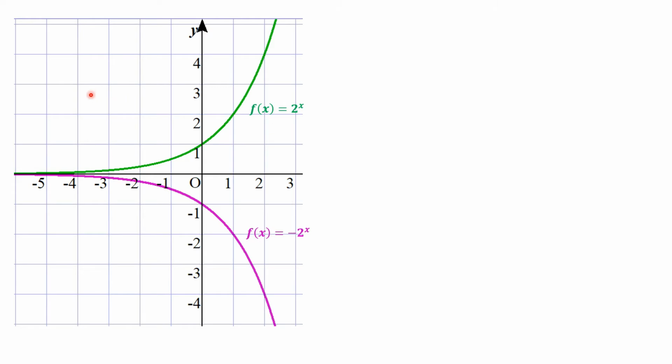So these are the graphs of the two equations. The green curve is the graph of f of x equals 2 to the x, and the purple curve is the graph of f of x equals negative 2 to the x. b here is positive 2. b here is positive 2. However, the value of a here, the multiplier of b to the x, is positive 1. Here, the value of a is negative 1. So, how does a affect the graph of an exponential function?